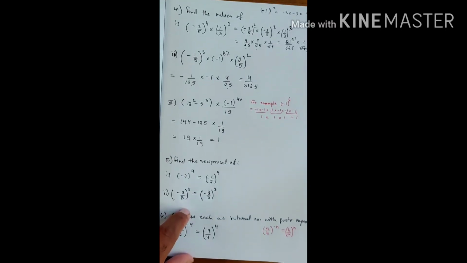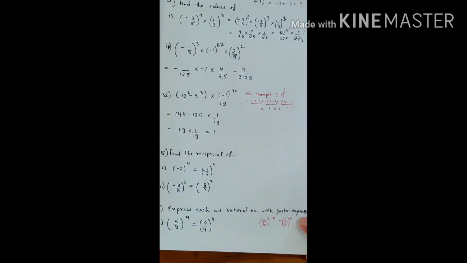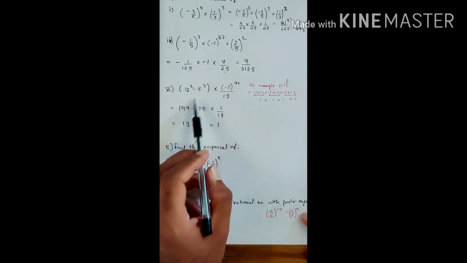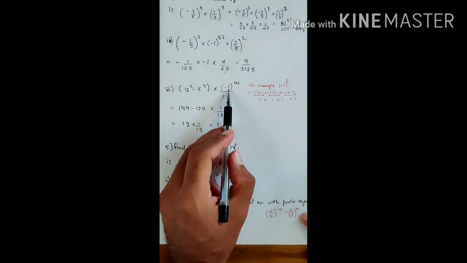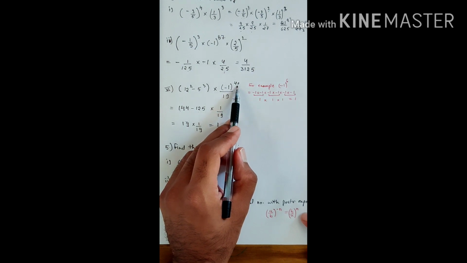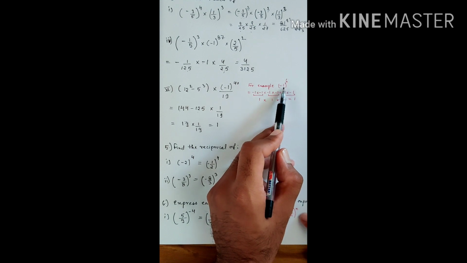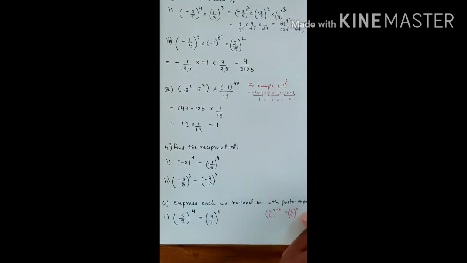Now let us see one more part of this, sixth part of question number 4. It says 12 square minus 5 cube, then we have multiplication and minus 1 raised to the power of 40 divided by 9. So here 12 square is 144, 5 cube is 125, and since 1 is having a power of 40, it is having minus 1 raised to the power of 6.